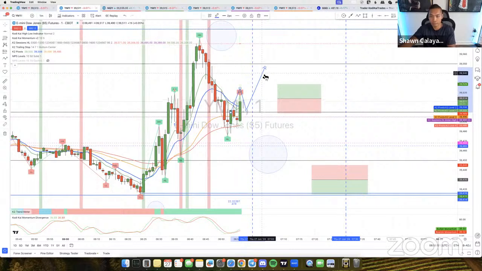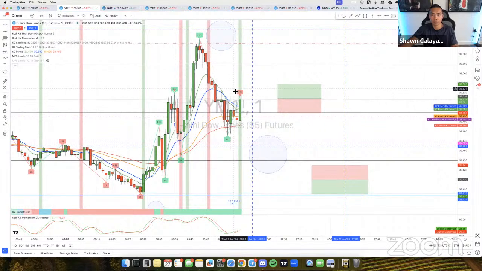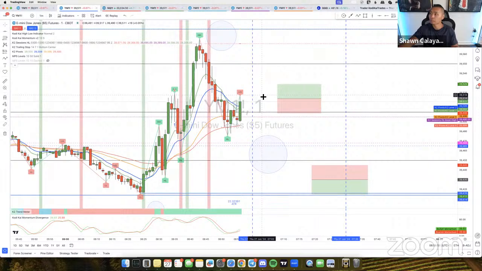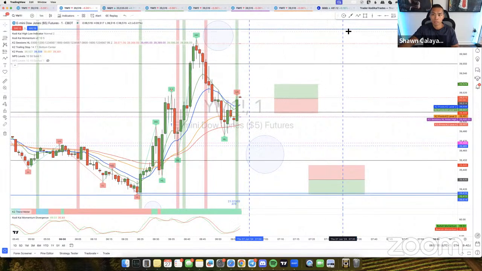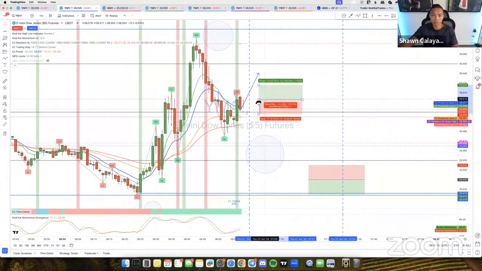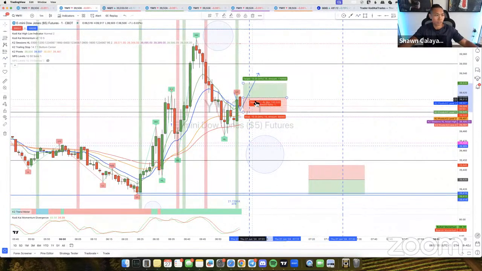Like it has to be a dramatic move. It has to be like a spike, right? It can't be a slow climb down and then a slow push up. All right, so right here, I'm looking for this red candle to come down pretty hard and swing back green. So I'm watching for right here, guys. If this swings back green, I'll be looking to take my entry here for a buy.